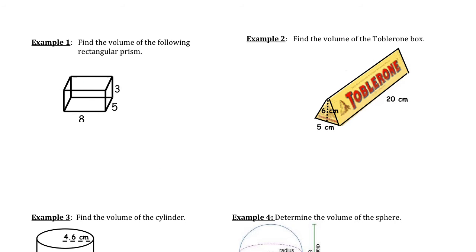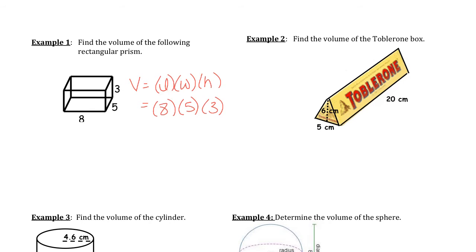Now we're going to take a look at some examples. So this first example is a rectangular prism. So I'm going to use my formula for the volume of a rectangular prism, which I know is length times width times height. Okay, so my length here is 8, my width is 5, and my height is 3.